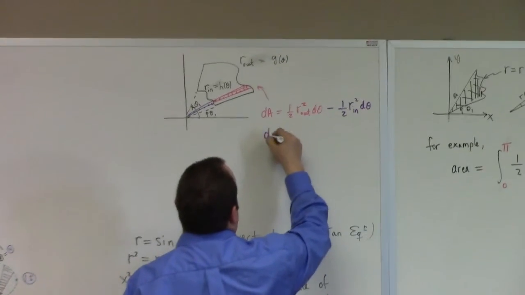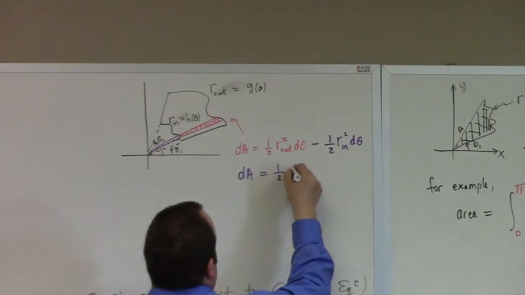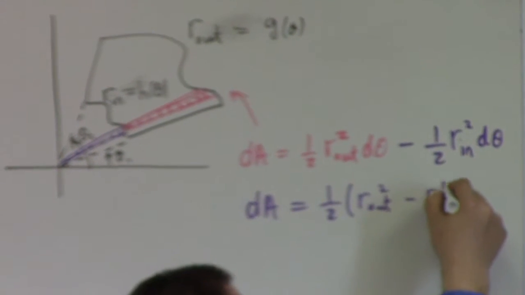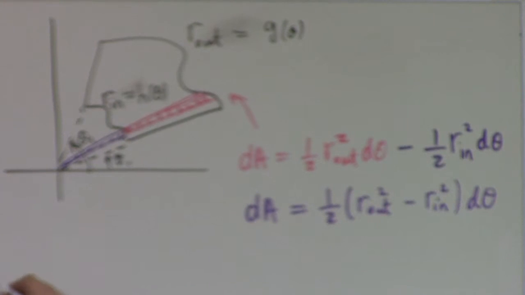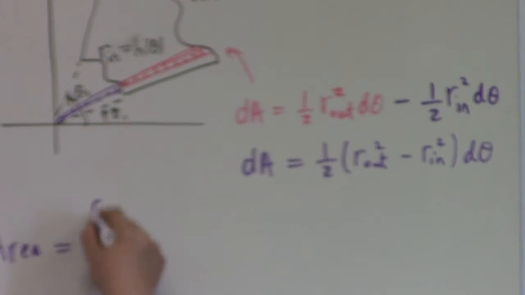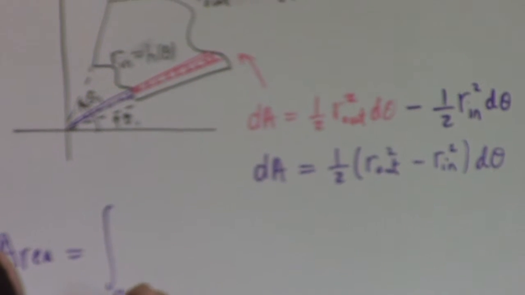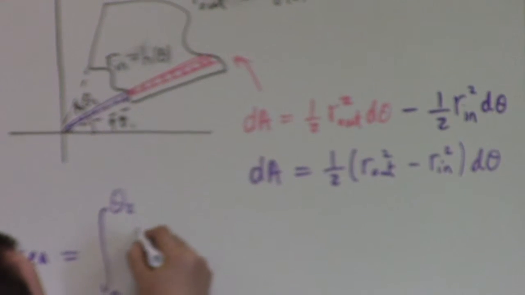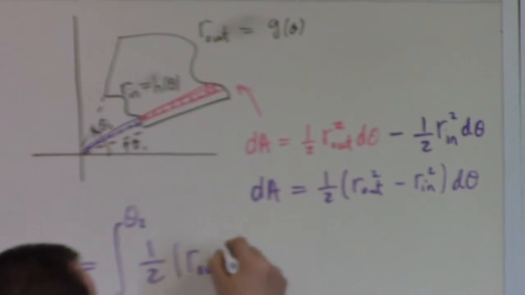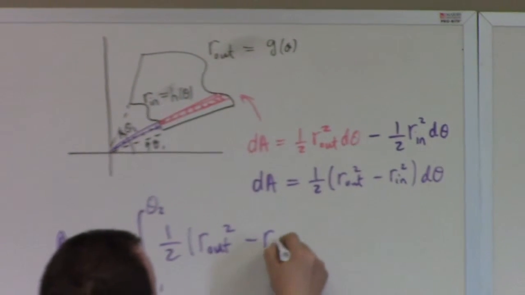So in other words, I get dA is 1/2 r out squared minus r in squared d theta, and the total area of such a region is the integral from theta 1 to theta 2 of 1/2 r out squared minus r in squared.